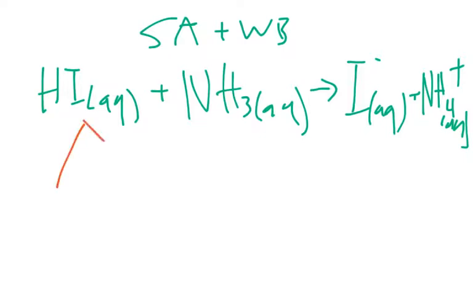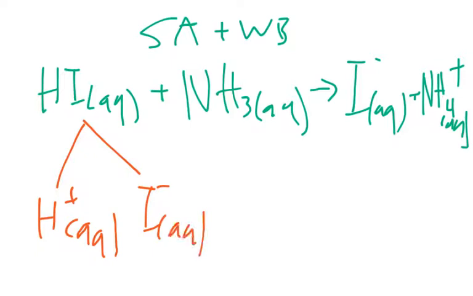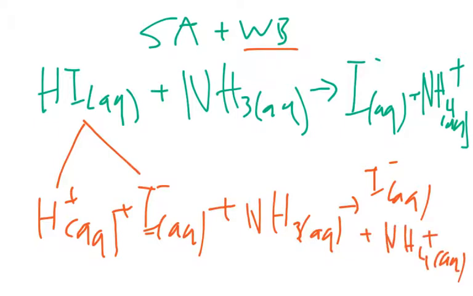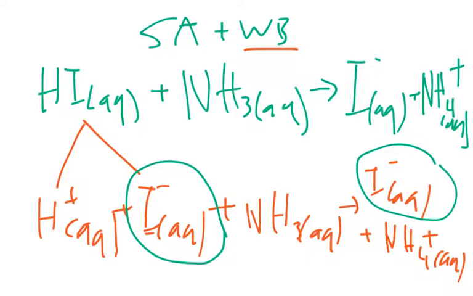So hydroiodic acid in solution automatically dissociates completely into H plus aqueous and I minus aqueous. And NH3 is a weak base. In the video about electrolytes, we learned that weak bases do not ionize completely. So therefore, NH3 will just stay NH3 aqueous. And then our products will, of course, be I minus aqueous, and ammonium just stays ammonium because it is a polyatomic ion. So on both sides, we see that the iodide is a spectator ion, so we can erase this and rewrite it as this.